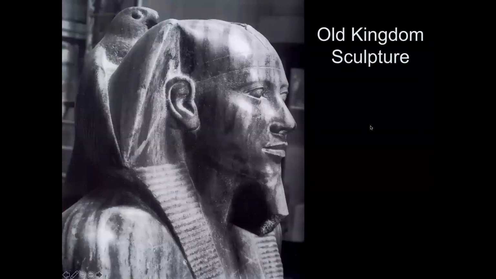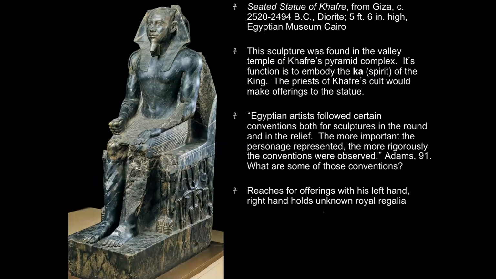So looking at more smaller Old Kingdom sculpture, this is a seated statue of Khafre from Giza. It's made of diorite, which is an extremely hard stone, and very hard stones would only be used for the pharaoh. So diorite and granite, that would be reserved for the pharaoh. And it's 5 feet 6 inches high, so this is pretty massive. If you're sitting and you're 5 feet 6 inches high, you're very large. The pharaoh probably wasn't this large in real life.